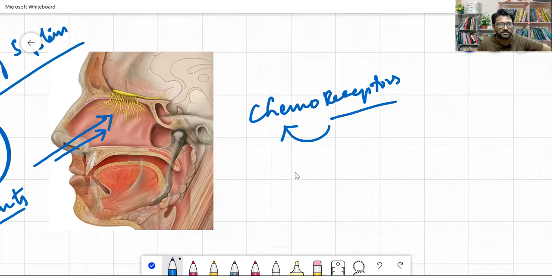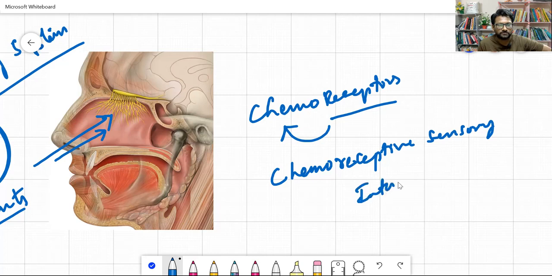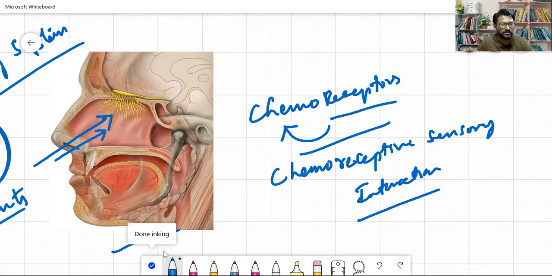So perceiving complex flavors requires recognizing taste and smell sensations at the same time. An interaction known as chemoreceptive sensory interactions allows us to perceive the smells. So the major organs concerned with smell, olfaction, are the nose and nasal cavity. You can see a clear diagram of the anatomy here.